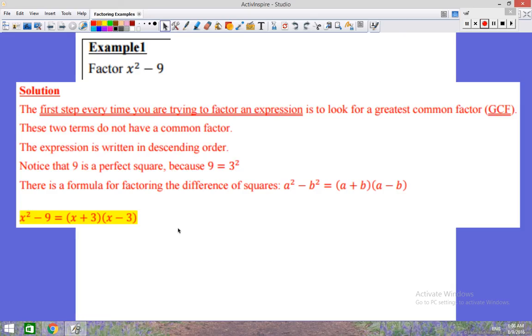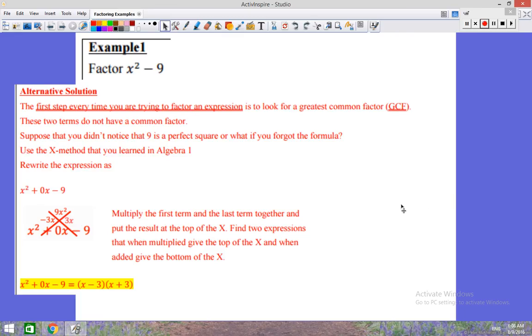Now I also have another solution to the same problem, because maybe for some reason someone doesn't have this memorized or is unsure of the formula, or they didn't recognize that it was a difference of perfect squares. The algebra team here at Northview, when you were taking Algebra 1 and Algebra 2, has taught us a method that they refer to as an X method to factor trinomials. Well, this is a binomial. This is two terms, and you think to yourself, a trinomial always has three terms, and we focus initially on the middle term. Well, we can rewrite this expression.